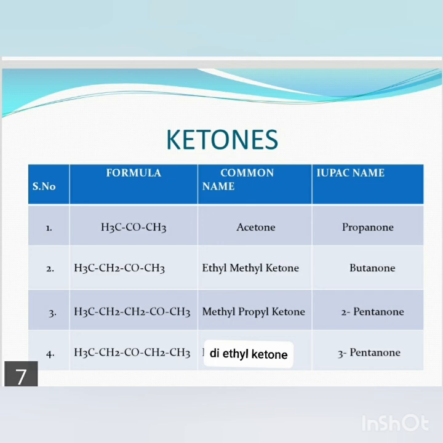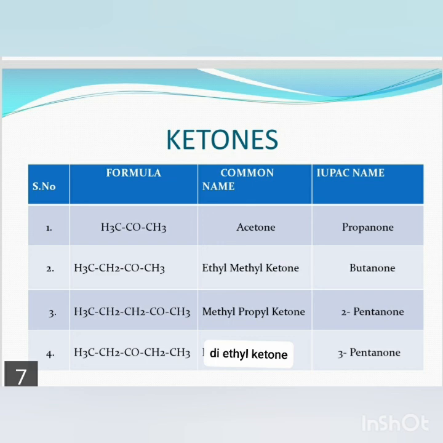And another example is CH3 CH2 CH2 C double bond O CH3. So here also it is an unsymmetrical ketone. Why is it an unsymmetrical ketone? For C double bond O, on one side is the CH3 CH2 CH2 group, that is the propyl group, and on the other side is the CH3 group, that is the methyl group.